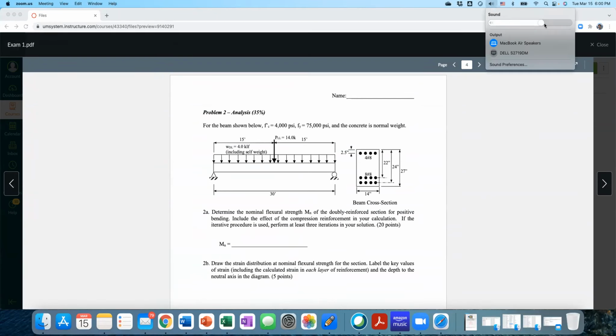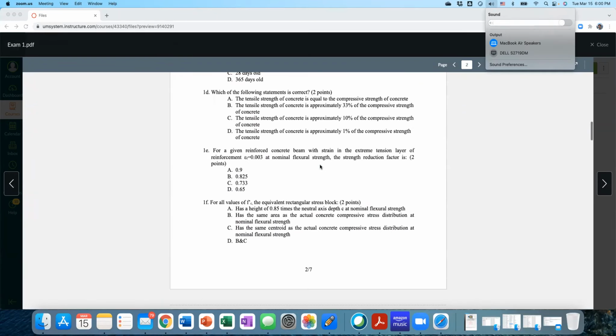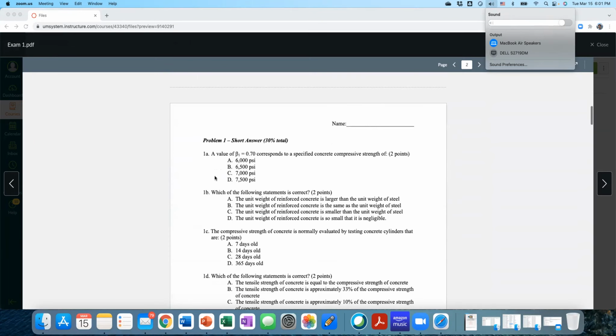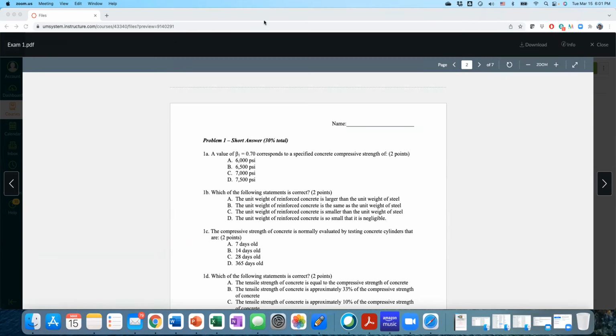Okay, good deal. So this is the exam posted there. So let's take a look at the first problem, right? A value of beta 1 of 0.7 corresponds to the specified concrete compressive strength. Pick the numbers here. You have that equation, which is 0.85 minus, or 0.65 plus. So remember, every 1,000 psi, you lose 0.05 from 8,000 psi. So take a look at the numbers, right? I think you can do this one. It's basically the beta 1 equation you need to worry about, okay? So I think that's that, not difficult.